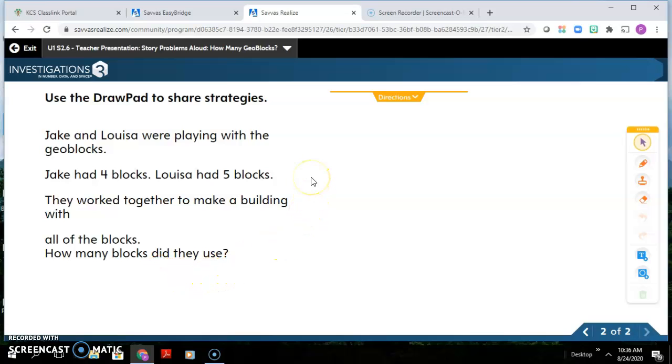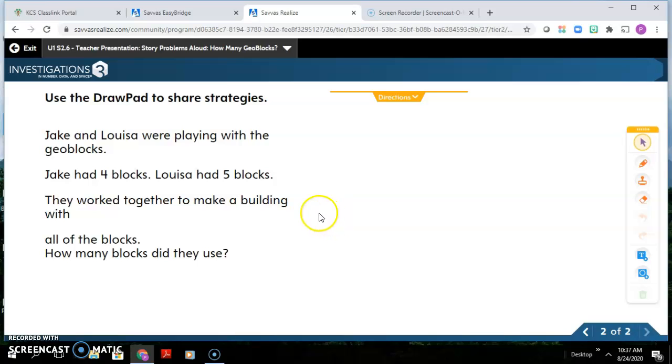Well, let's think about this. Jake and Louisa are playing with the geo blocks just like Sam and Rosa. Jake has 4. Louisa has 5. They used these blocks together to make a building, and they used all of the blocks. And we want to know how many blocks did they use? Well, let's think. Are they going to have more than 4 blocks, or are they going to have less than 4 blocks? Correct. They're going to have more than 4 blocks if they put their blocks together.